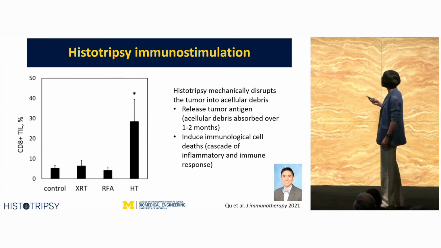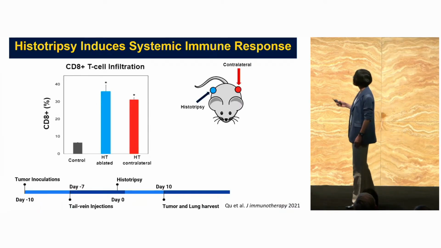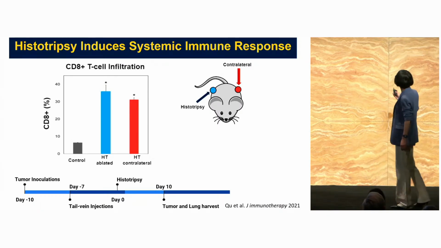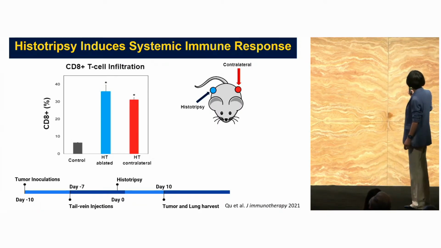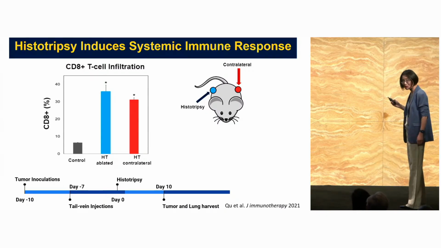And in this figure, in comparison to radiation therapy or radiofrequency thermal ablation, histotripsy induces so much more CD8 plus T cells. To the degree that we actually performed experiments with a mouse, implant 2 tumors and treat only 1 tumor, but we monitor both tumors. And being able to see that histotripsy actually stimulates CD8 plus T cells in both the treated side and also the contralateral untreated side as well.